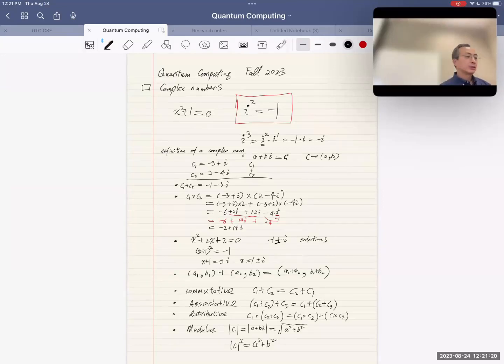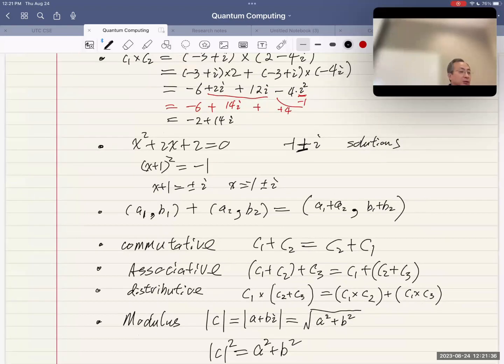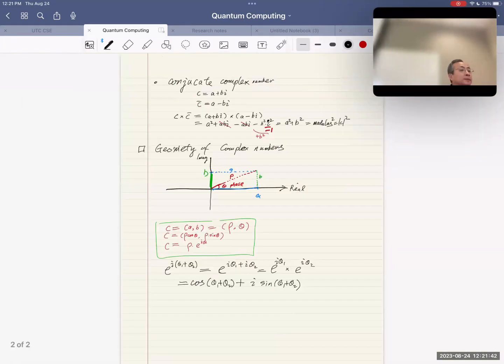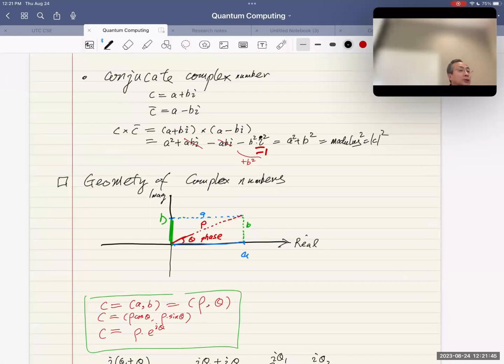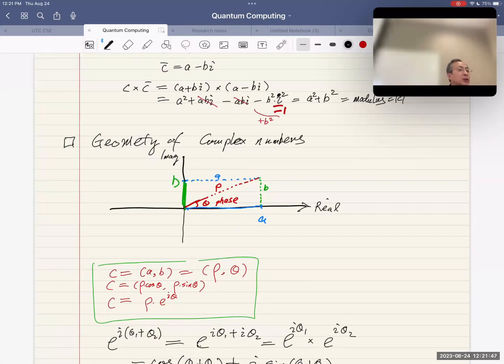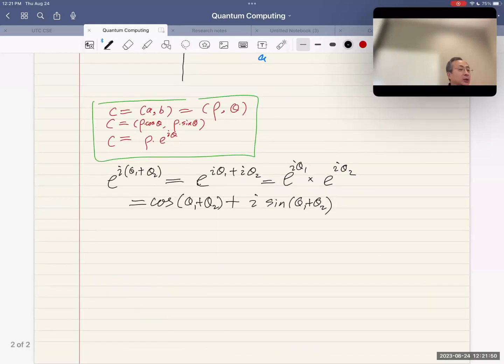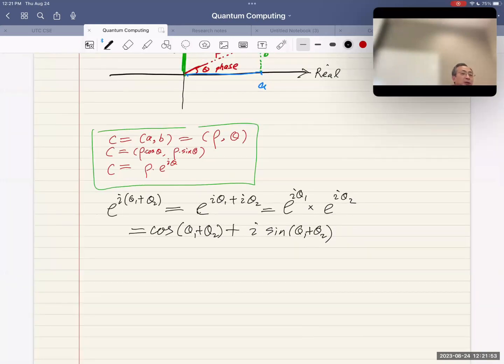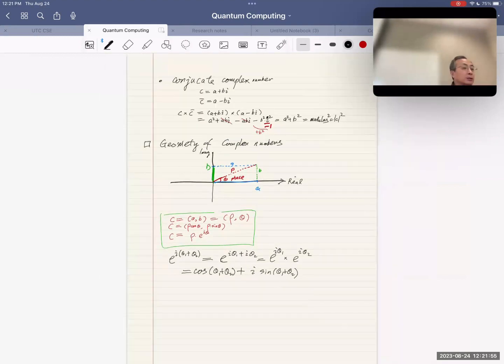Okay, so a quick review of last lecture about complex numbers. The most important concept is the imaginary number i, and we went over some properties of complex numbers like commutative, associative, distributive, and the concept of modulus. We also went over the conjugate of a complex number, the geometric interpretation of complex numbers, and Euler's formula. That's a few-seconds summary of the last lecture.